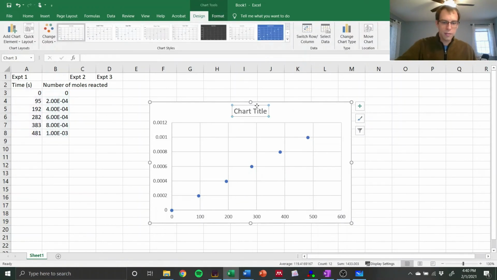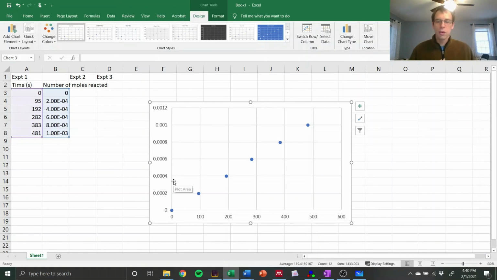I always like to get rid of a chart title. The one thing you'll want to check and make sure is that your y-axis is the moles and your x-axis is the time. So this should range from 0 up to 1 times 10 to the minus 3, which it does, and this should range from 0 up to, you know, a few hundred seconds, which it does on the x-axis. So you want to make sure that those aren't swapped. You want to make sure that those are correct.